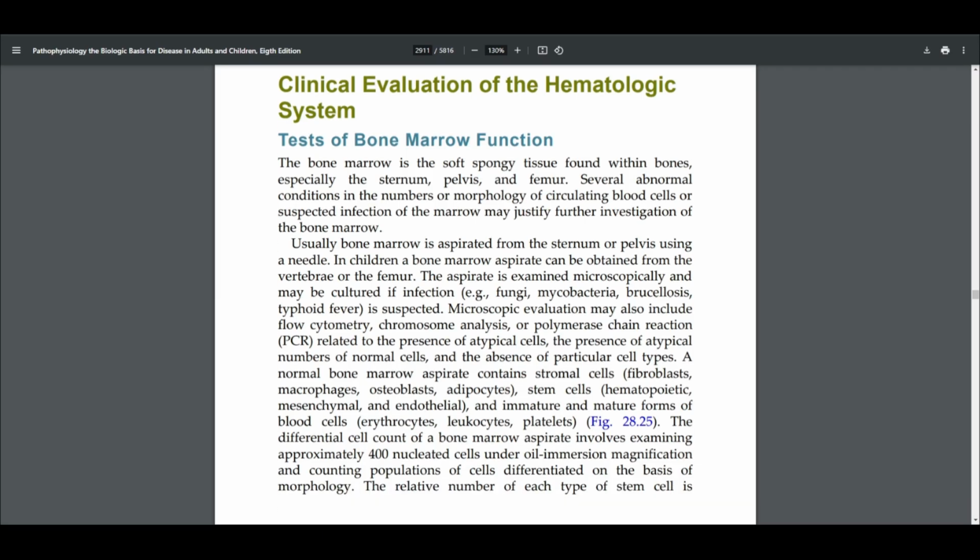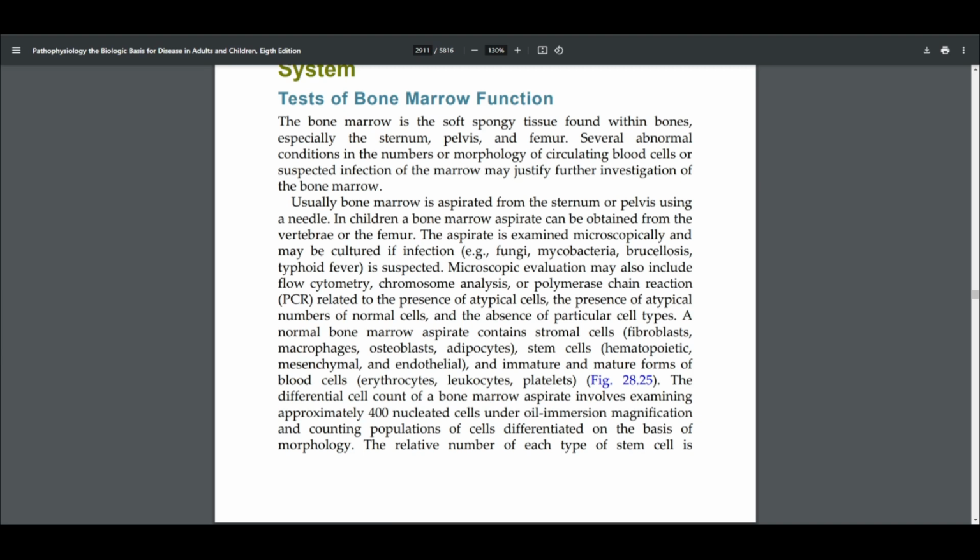So, clinical evaluation of the hematologic system. Tests of the bone marrow. The bone marrow is a soft, spongy tissue found within bones, especially the sternum, pelvis, and femur. Several abnormal conditions in the number or morphology of circulating blood cells or suspected infection of the marrow may justify further investigation of the bone marrow. Usually, bone marrow is aspirated from the sternum or pelvis using a needle. In children, a bone marrow aspirate can be obtained from the vertebra or the femur.